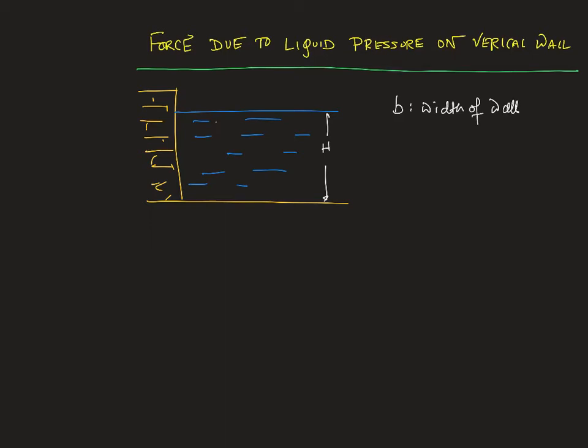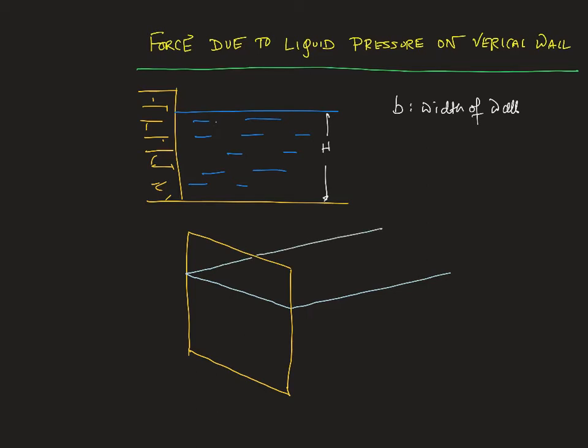So in this three-dimensional diagram, there's a wall, and there you have the liquid here, there, and there. Like this you have the liquid surface. And as you see, the width of the wall is given as b, and the height of the liquid layer is given to be h.